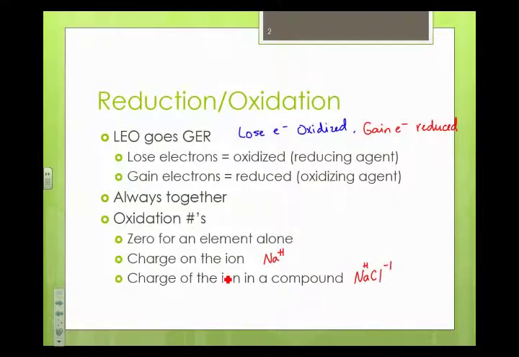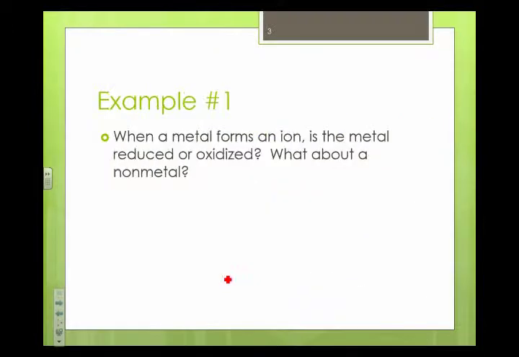There is some convention for how to write oxidation numbers. I'll generally ignore it in this video. So if you're looking for more information about that, you'll have to look somewhere else, because I'm just not that concerned about it. So let's look at an example. When a metal forms an ion, is the metal reduced or is it oxidized? And then what about a nonmetal?